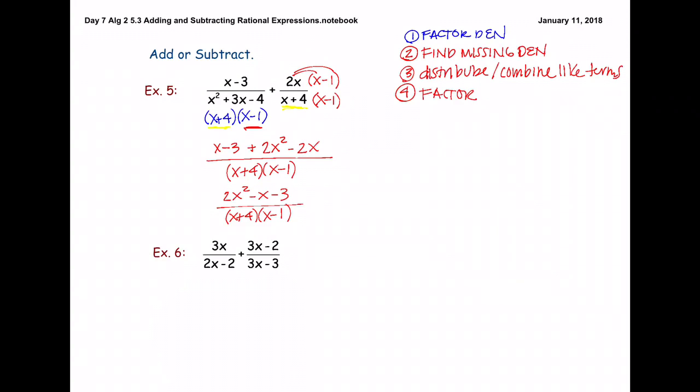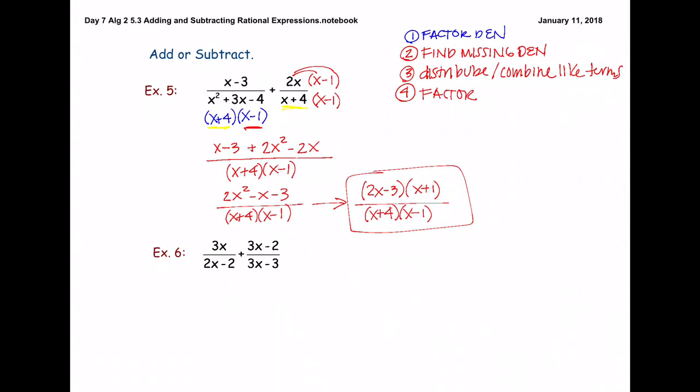When we factor that, we get 2x minus 3 times x plus 1. x plus 4, x minus 1 remains the same. There's nothing that cancels, so we are finished.